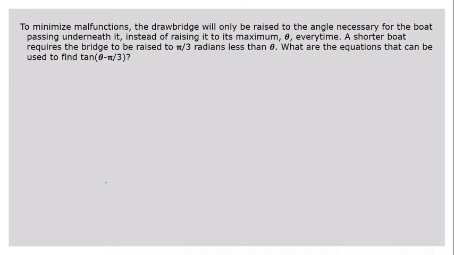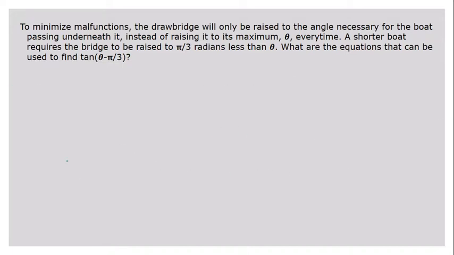To minimize malfunctions, the drawbridge will only be raised to the angle necessary for the boat passing underneath it. Instead of raising it to its maximum theta every time, a shorter boat requires the bridge to be raised to pi over 3 radians less than theta. What are the equations that can be used to find tangent of theta minus pi over 3?